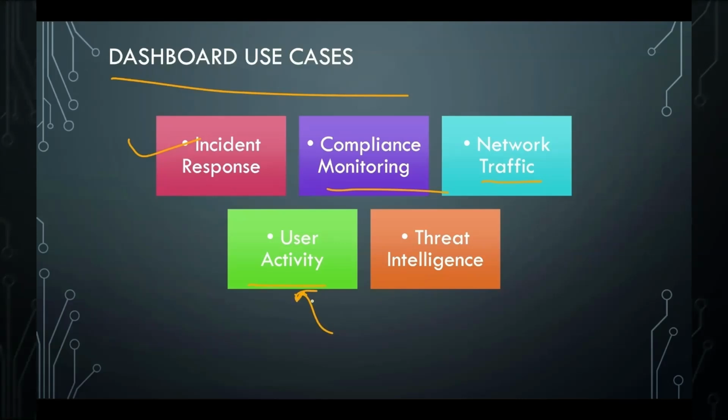User activity. So this is helpful in UEBA, the user entity behavior analytics. So this shows user failed logins, failed attempts, privilege escalations, and anomalous login times. And threat intelligence. So this displays information from threat intelligence feeds like IP addresses, domains, URLs associated with known threats, etc.